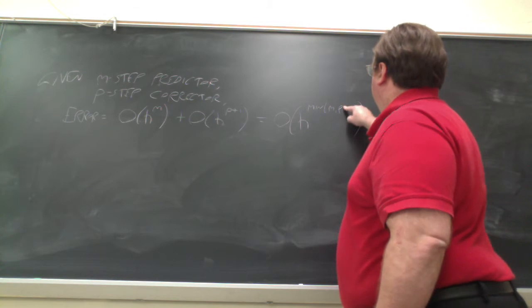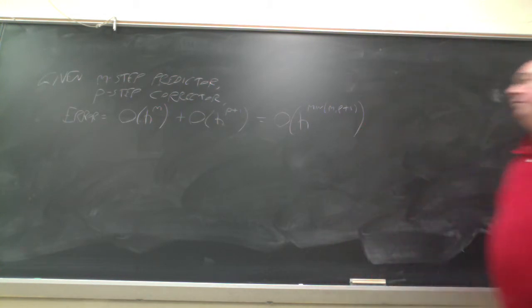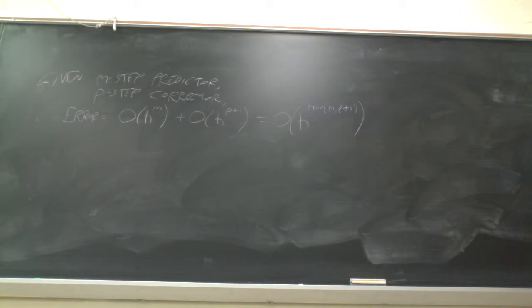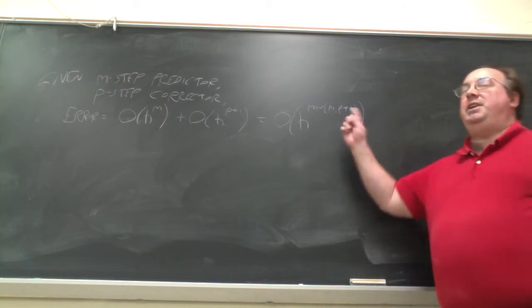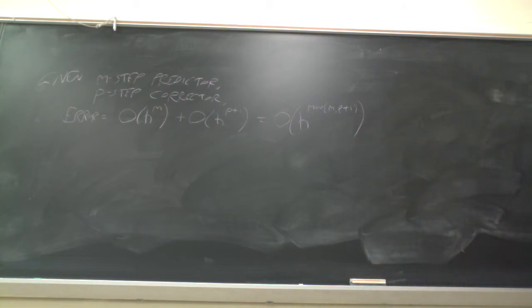Okay. So in that case, you might as well choose the predictor to have more steps. Actually, you'd want m and p plus 1 to be equal, ideally, which I did not do in this example, so that we're not giving anything up.